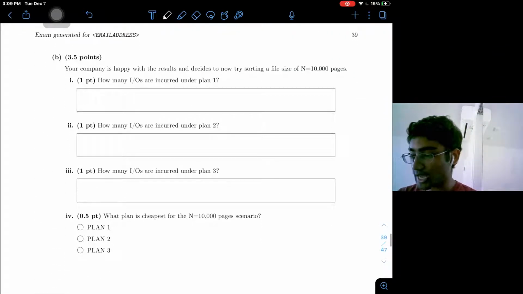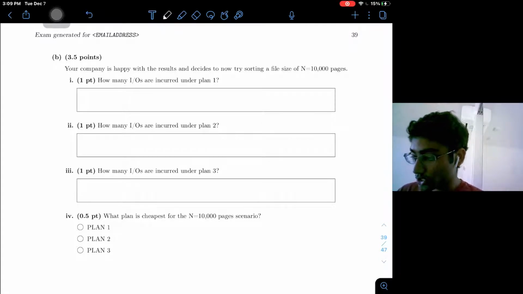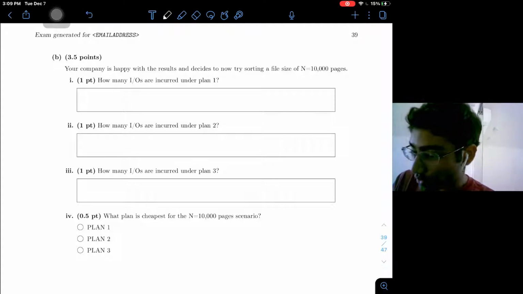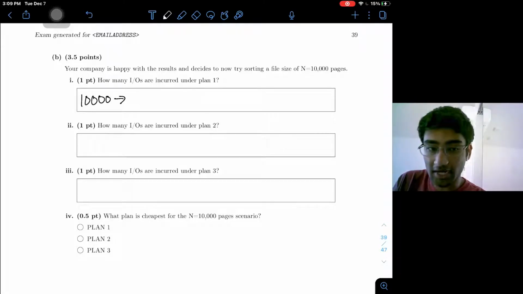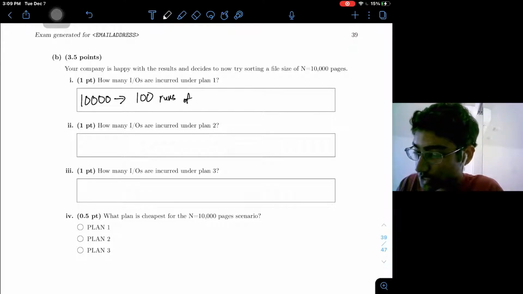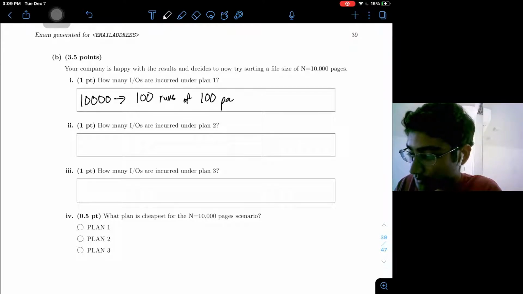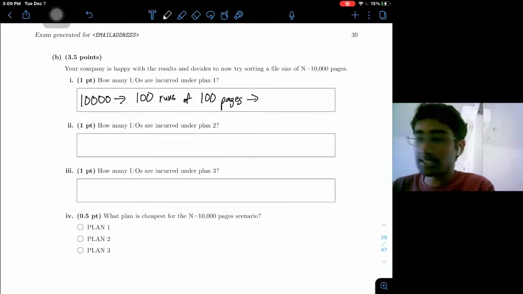So your company is happy with the results and now wants to sort a file of size 10,000 pages. And then we're asked to basically do the same thing, just with a higher N in this case. So under Plan 1, we read in the 10,000 pages. That gets divided right into 100 runs of 100 pages because we have 100 buffer pages. And then we can only merge together 99 runs at a time.